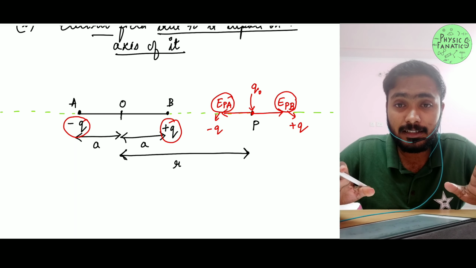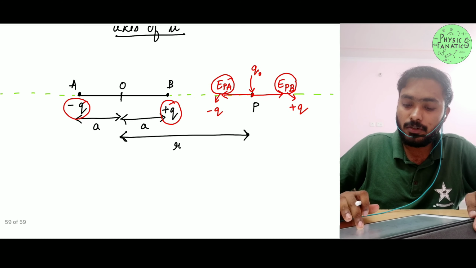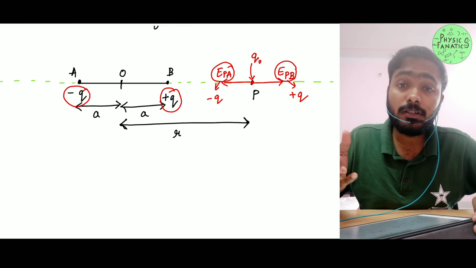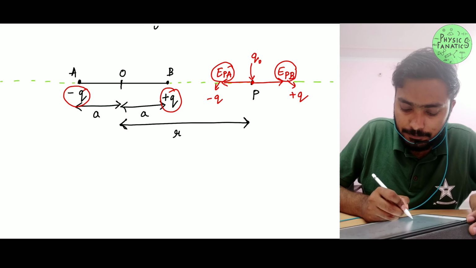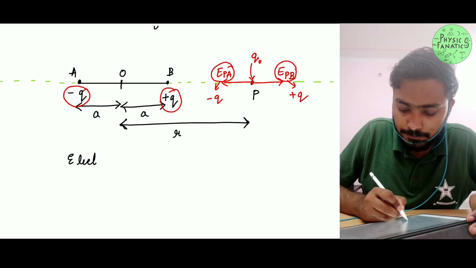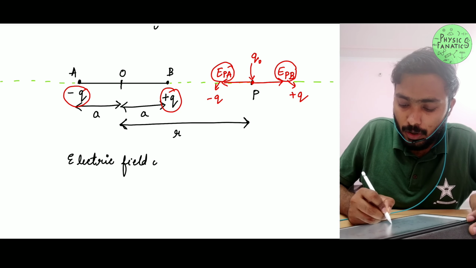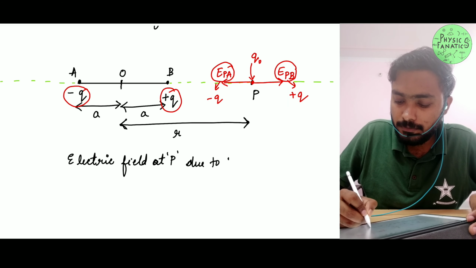Right? Clear? Okay, great. So let's move forward. Now I have made my diagrams. All I have to do is just find out the values here, right? So first I'm going to write the electric field at point P due to B.